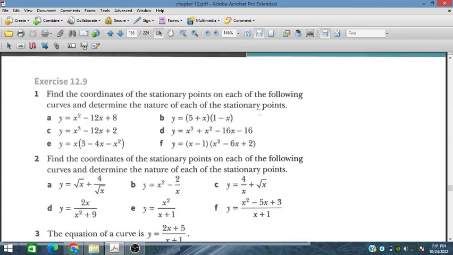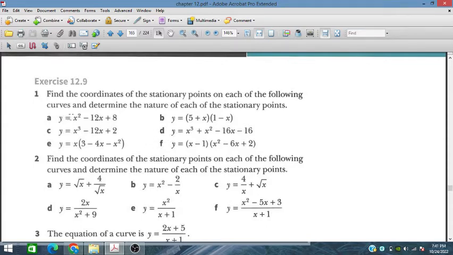So we will solve exercise 12.9. There are parts A to F: find the coordinates of the stationary point on each of the following curves and determine the nature of each of the stationary points. So let's solve part A.